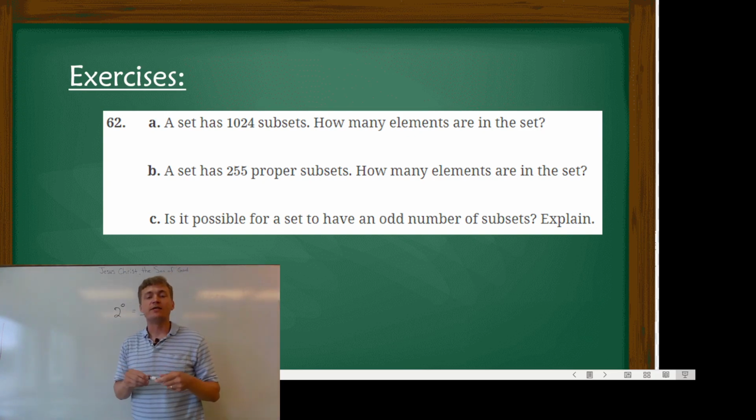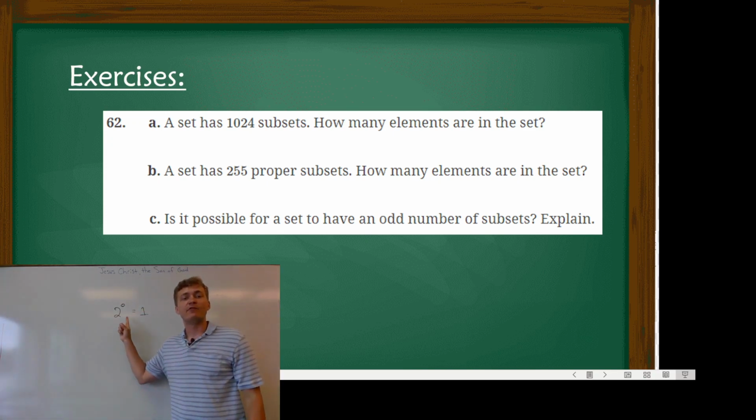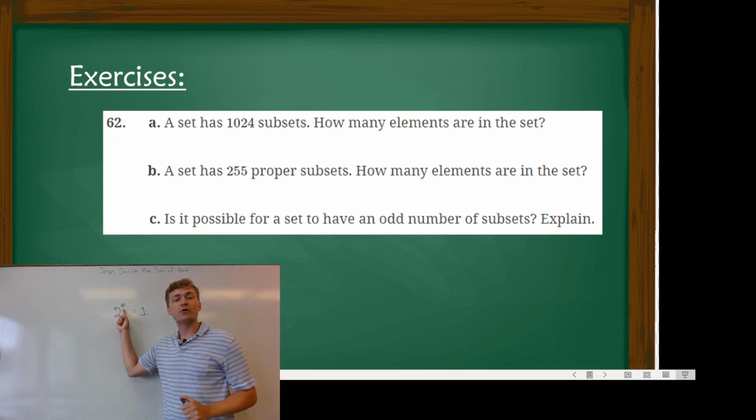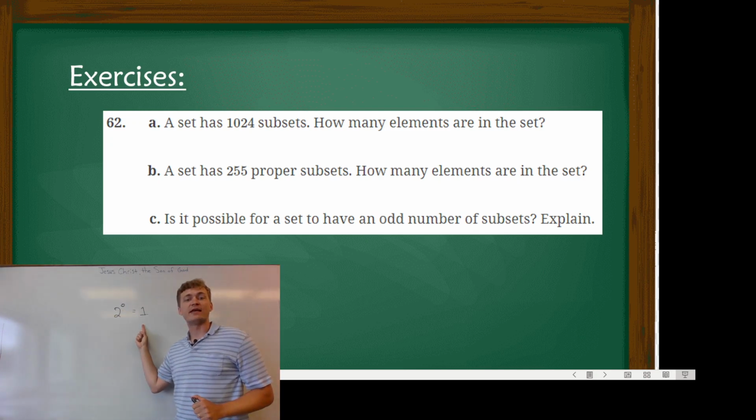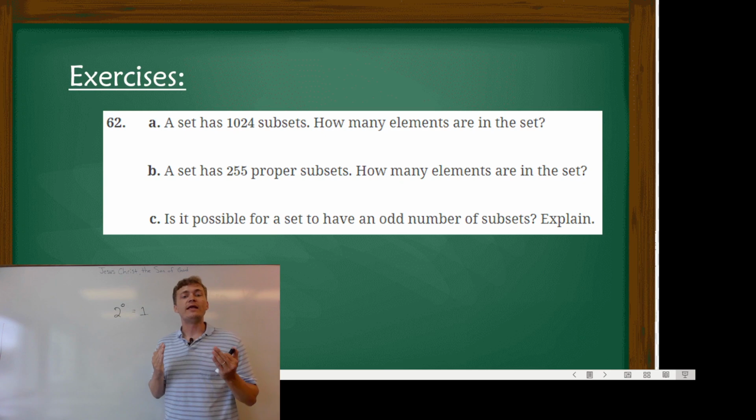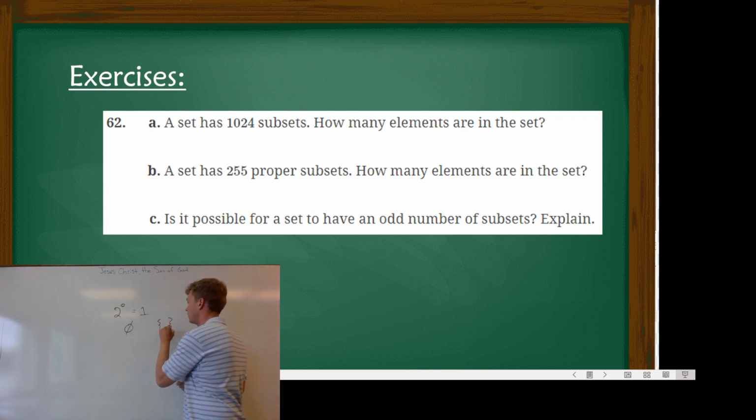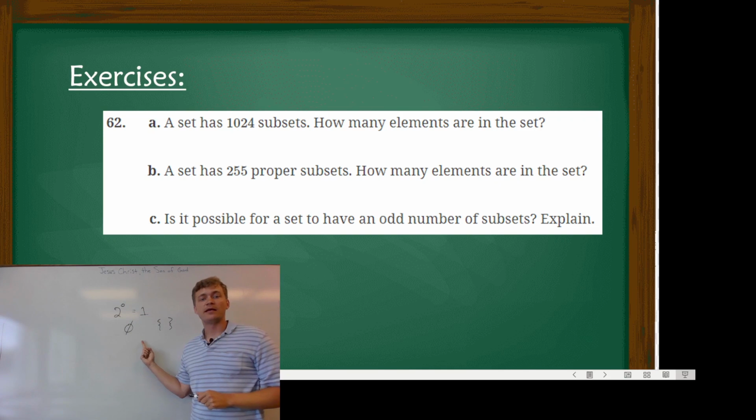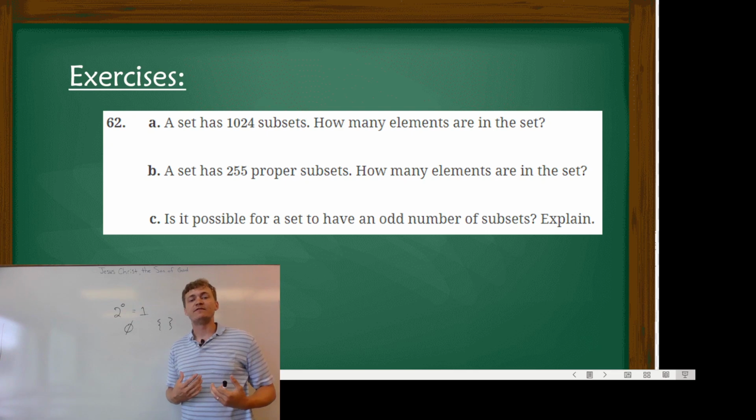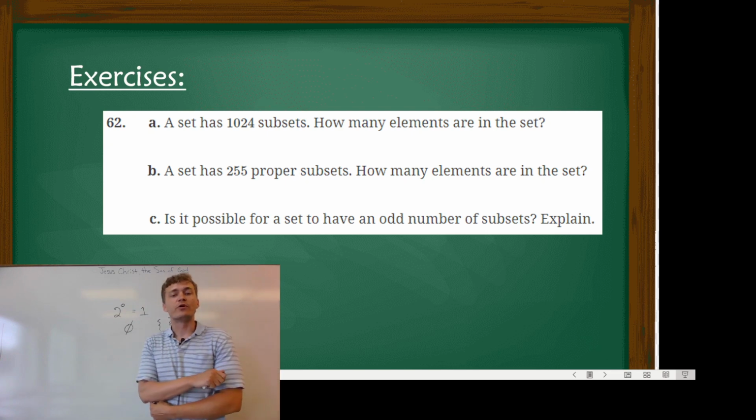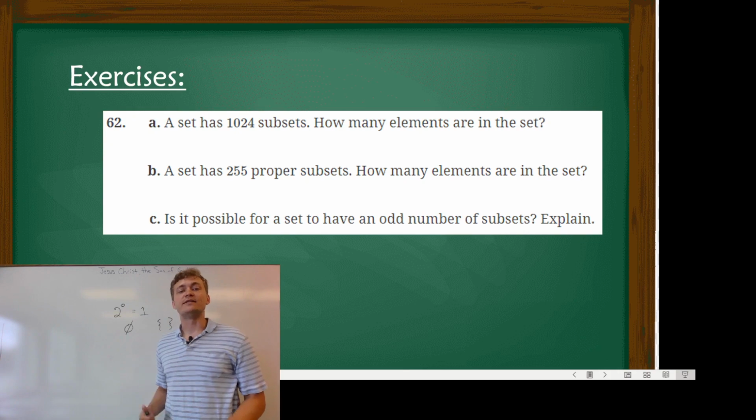But what does that mean in the context of subsets? It means that if we have a set containing 0 elements, then we have exactly one subset. What is that set? It's the empty set. The empty set is the only set that contains 0 elements. How many subsets does the empty set have? Just one. Every set is a subset of itself. And the only set where we're going to have an odd number of subsets is our empty set.